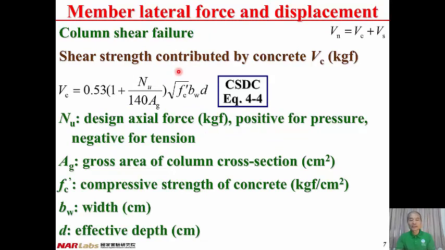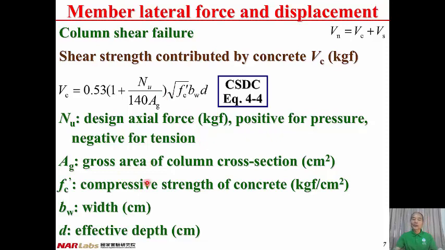And from Concrete Design Code equation 4-4, we can have the shear strength contributed by concrete. Vc equals 0.53 times (1 plus Nu divided by 140 Ag) times square root of fc' times bw times d. And Nu here is the design axial load. That's the axial load under dead load and 1/2 live load. And it is positive for pressure and negative for tension.